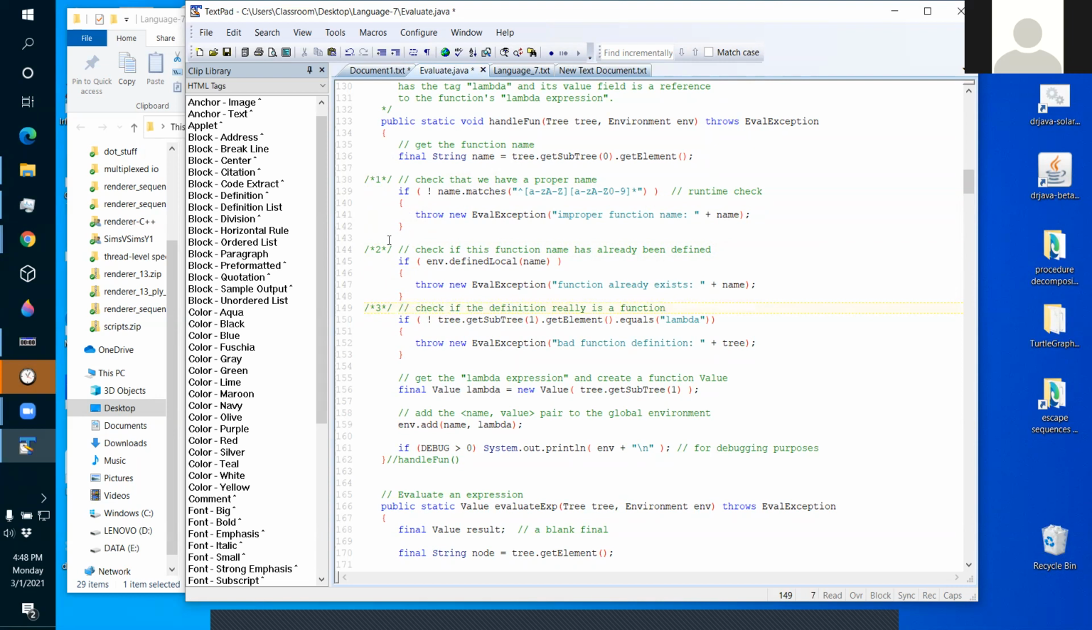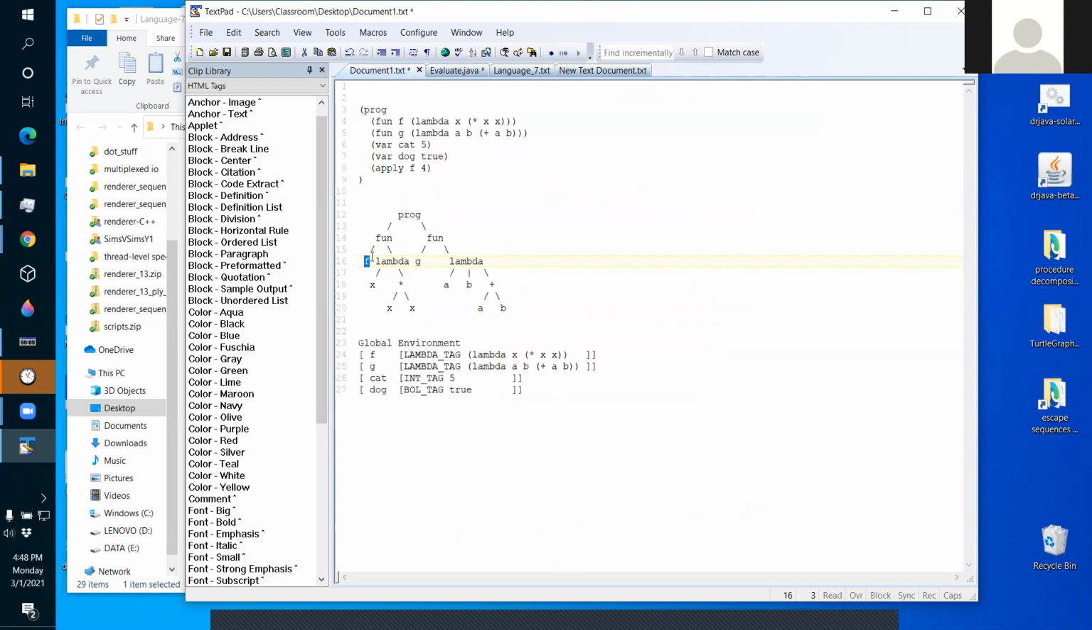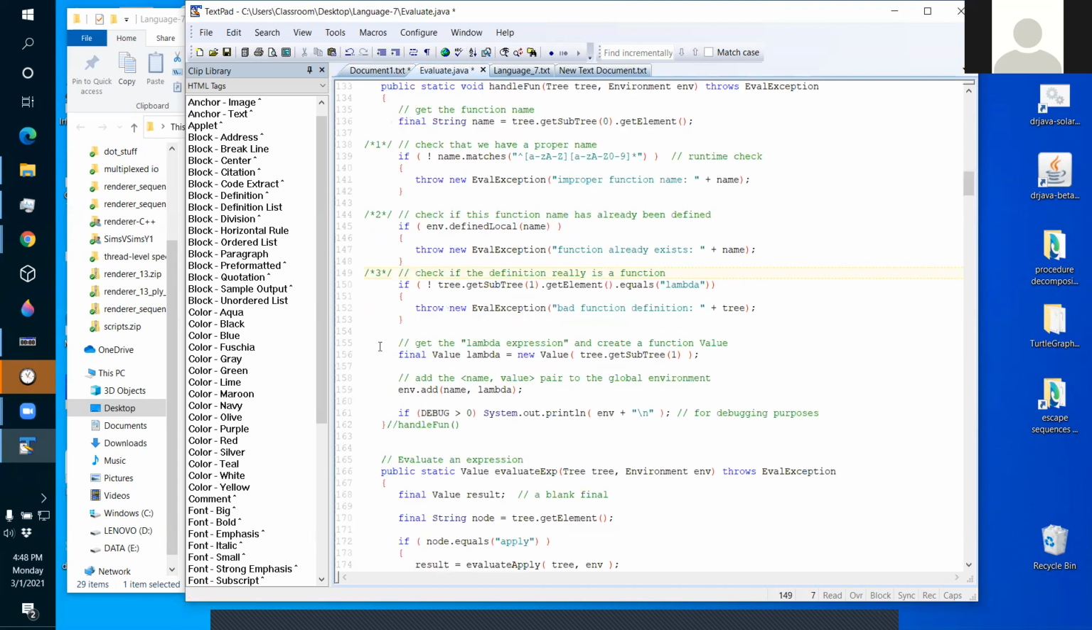Now check that the definition is really a lambda. So check this is a proper variable name, check that it hasn't been already defined, check that there's really a lambda over here. If there really is a lambda over here, then we're ready to put something in the environment. That's the last thing we'll do. So this is step 4.